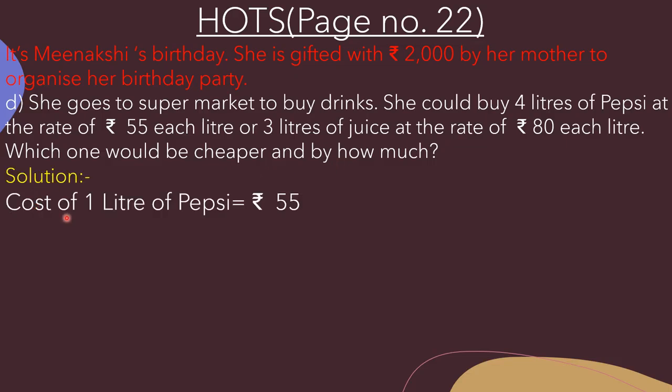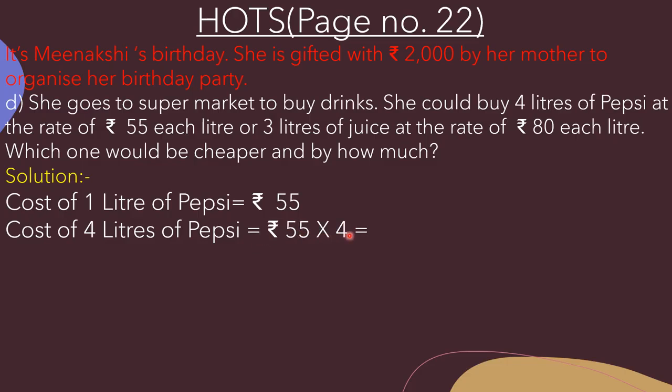First of all we will write cost of 1 liter of Pepsi is equal to rupees 55. Now we have to find out the cost of 4 liters of Pepsi. That is equal to rupees 55 multiplied by 4. Here at the side we will find out 4 fives are 20, so here we will write 0 and 2 will be carried over. Now 4 fives are 20, 20 plus 2, 22. So what is the answer? That is 220 rupees. It means if she wants to purchase Pepsi, then how much does she have to pay? Rupees 220.